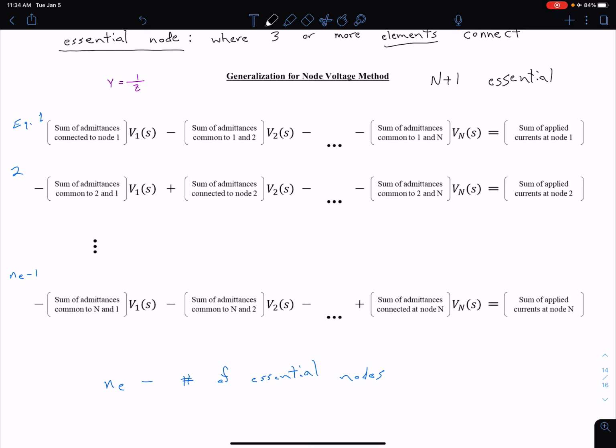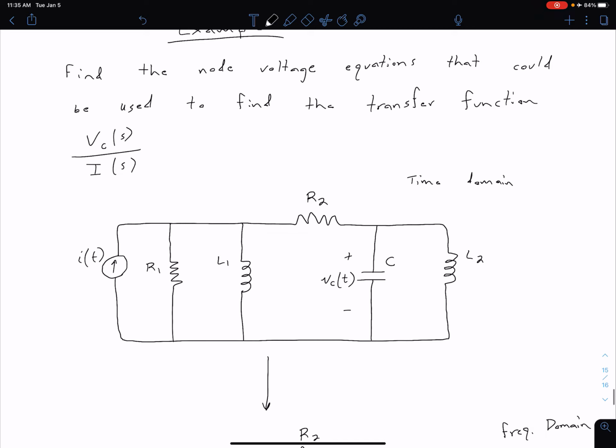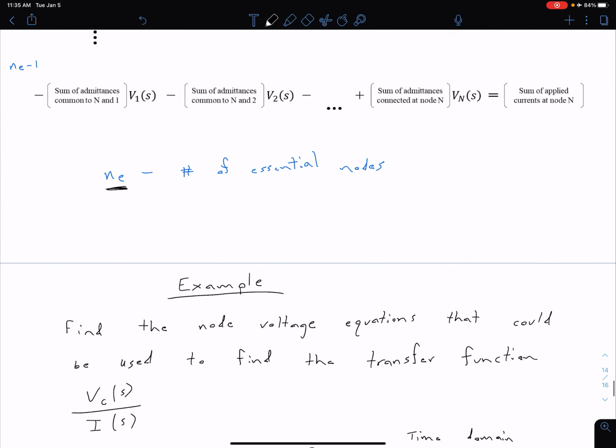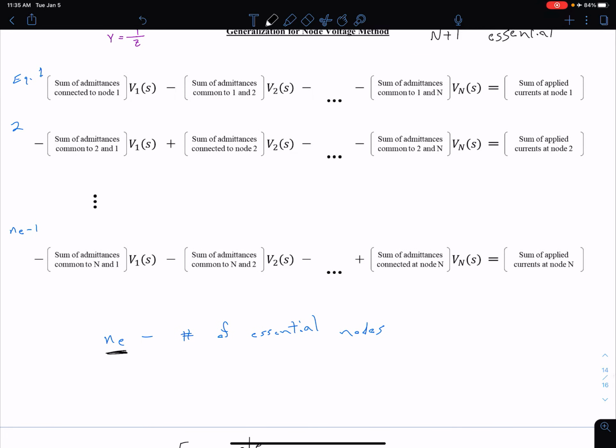So first of all, we can say, well, how many of these equations are we going to need? In order to answer that, we need to define how many essential nodes we have in the circuit, our N sub E. So remember, an essential node is anywhere we have 3 or more elements connected. So we can see we have an essential node here, an essential node here, and an essential node all along the bottom. So in that case, we know that we have N sub E equals 3, and from up here, and I don't know that I wrote this explicitly, but we can see that we're going to need N sub E minus 1 equations.